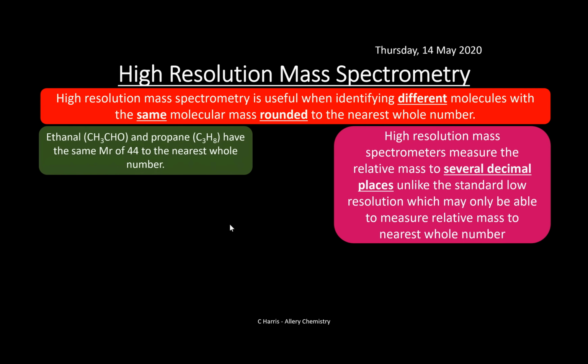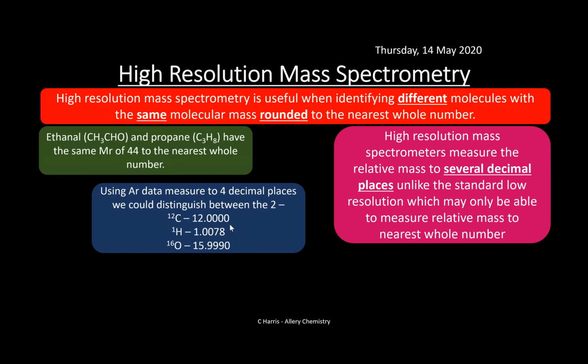So let's have a look at an example here. We've got ethanal, which is CH3CHO, and propane, which is C3H8. They have the same molecular mass, an Mr of 44 to the nearest whole number. Now, in a low resolution mass spectrometer, this means that you wouldn't be able to distinguish between these two molecules in particular, because they would just give the same molecular ion peak. The M+ peak would be at 44.